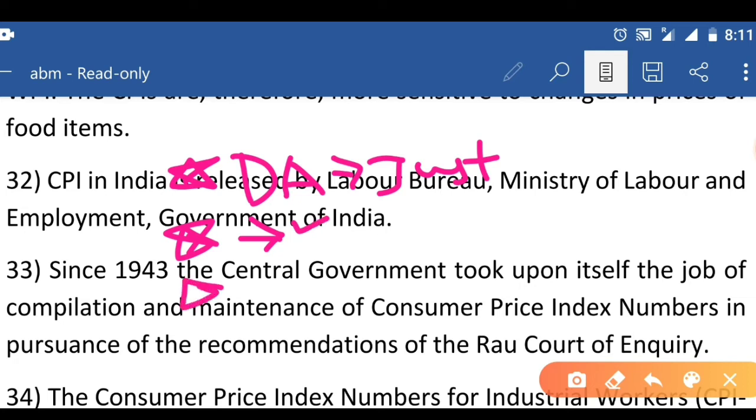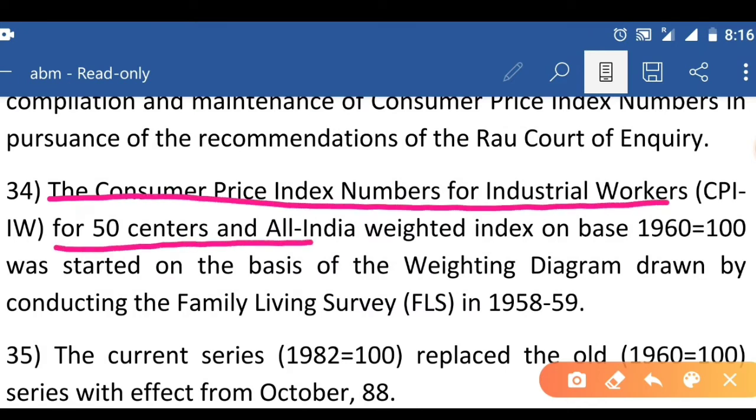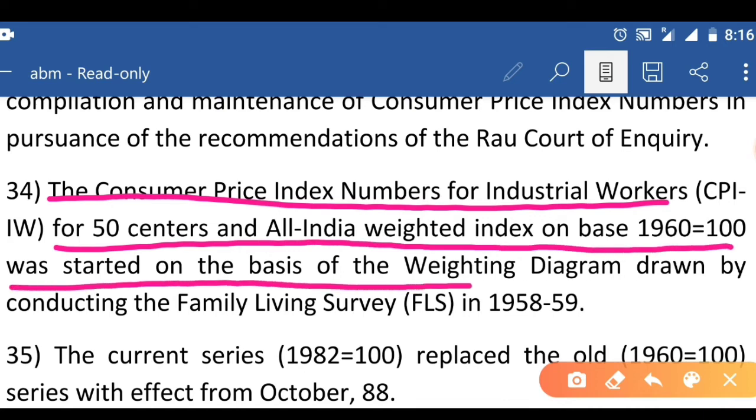Third one is government has to supply the essential commodities to its employees. This is because of this Rao Court inquiry, we are getting DA. The consumer price index numbers for industrial workers for 50 centers and all India weighted index on base 1960 equals to 100 was started on the basis of the weighing diagram drawn by conducting the family living survey in 1958.